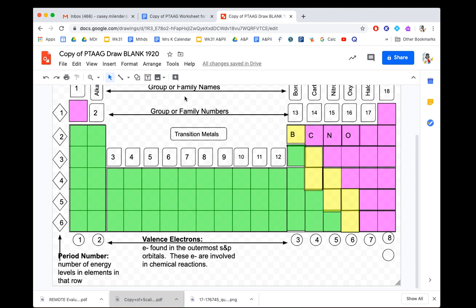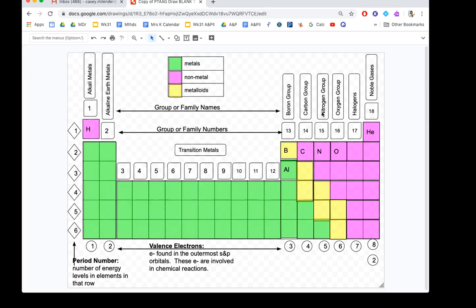So in fact, this element right here, which happens to be helium, actually only has 2 valence electrons because it only has the 1 s orbital. So all of these have 8 except for helium, which has 2, because this only has 1 energy level, where this whole row has 2 and 3 and 4 and 5. Okay, so hopefully that makes sense to you.